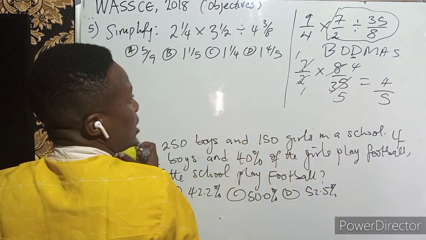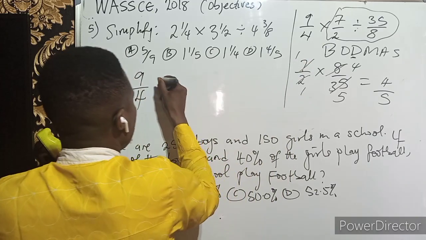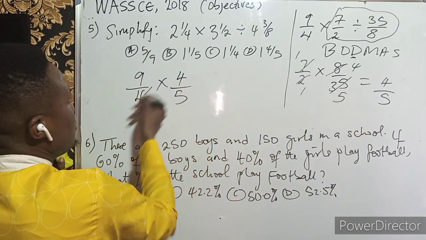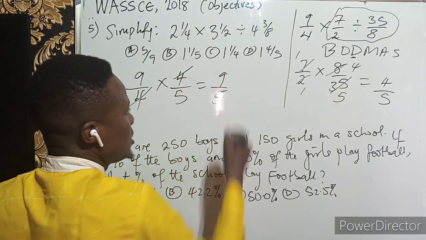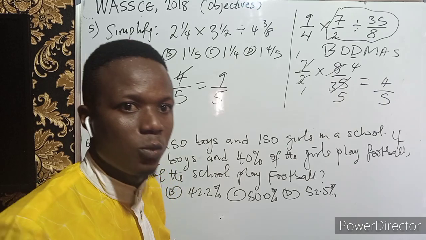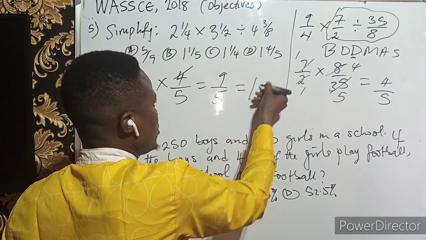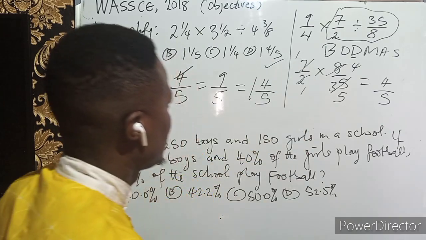So finally, we are left with 9 over 4, which is here, then multiplied by 4 all over 5. The 4 we cancel 4. So we have 9 over 5. And this is an improper fraction, which we can change to a mixed fraction. 9 divided by 5 is 1 whole number, 4 all over 5. So this is the answer.